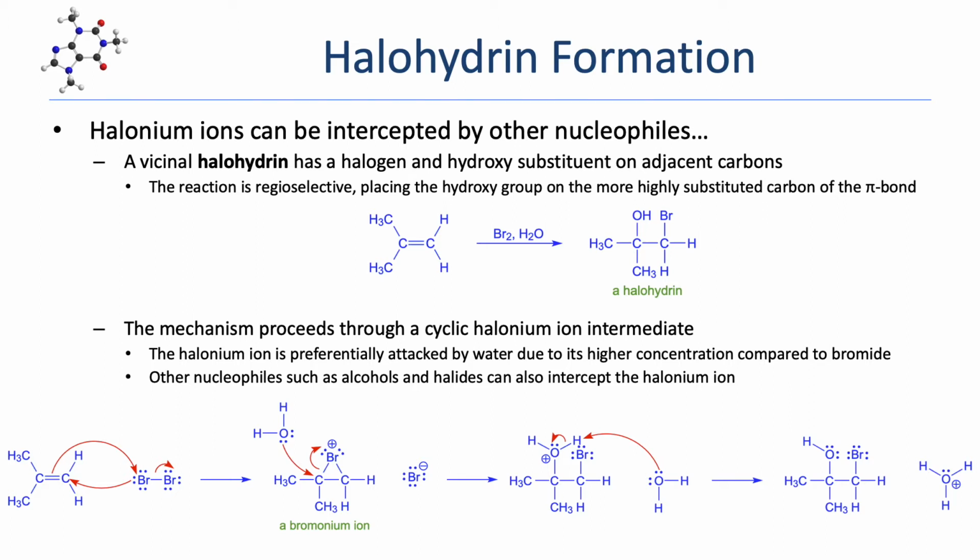It's worth noting that other nucleophiles can also be used to intercept the halonium ion once it forms. For example, reacting a halonium ion with an alcohol would result in a halogenated ether. Reacting a halonium ion with a halide would result in the formation of a mixed dihalide.